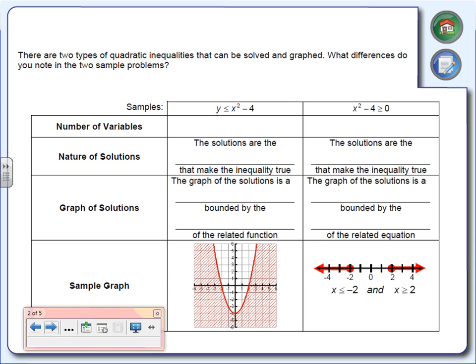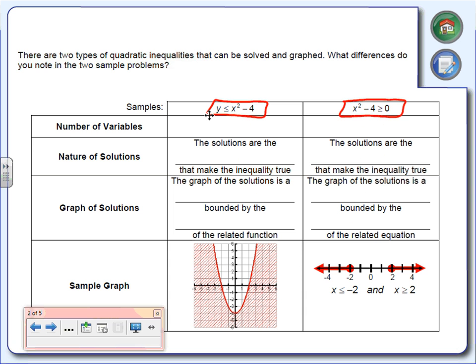give us 2 samples of quadratic inequalities. They are slightly different. It says there are 2 types of quadratic inequalities. They can be solved by graphs. What difference do you notice about these 2 samples? So if you look up at the top, these are different. Can you tell what's different about these 2 here? How are they different? That's right. One has a y, the other has a 0.